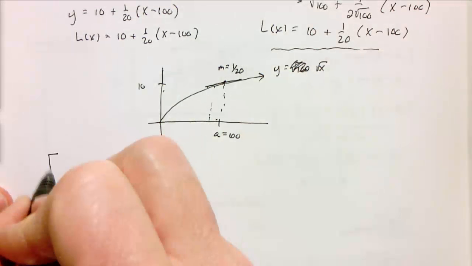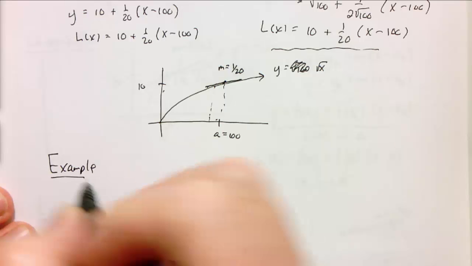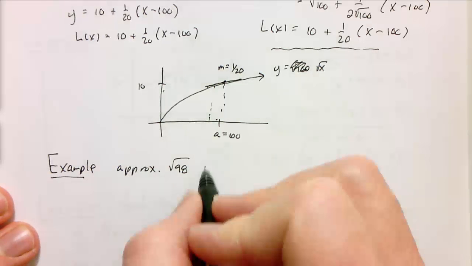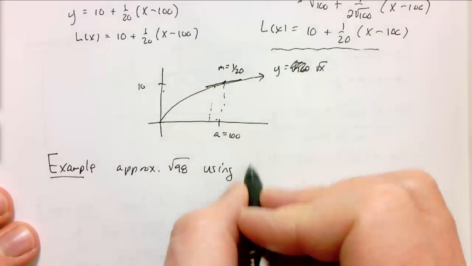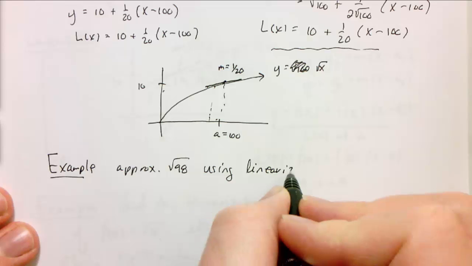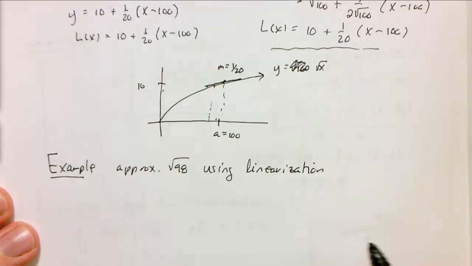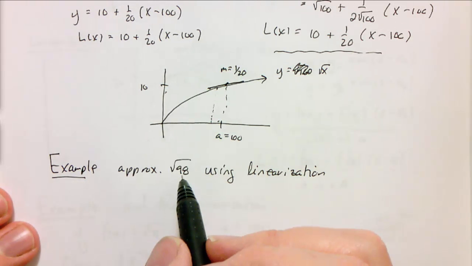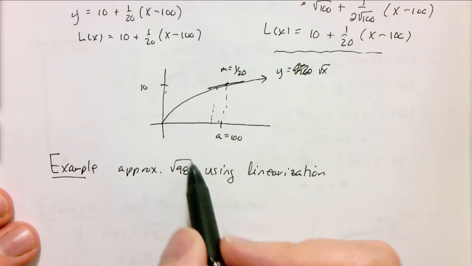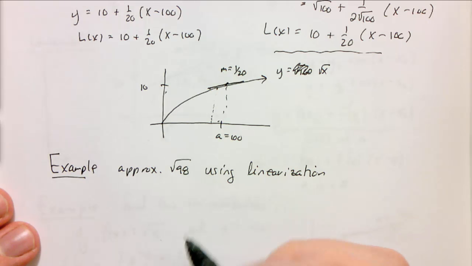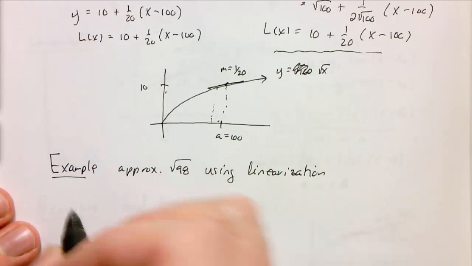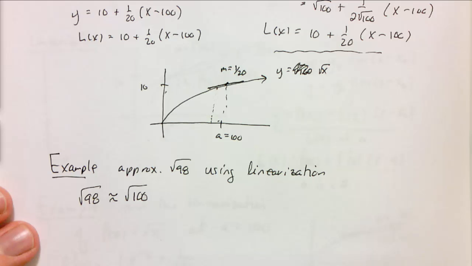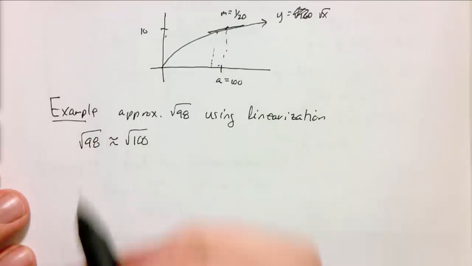So here's an example. Let's approximate square root 98 using linearization. Some of the problems in the homework and the web work don't say much more than that. The idea here is, if I don't have a calculator, how can I get a good idea of what square root 98 is going to look like? Well, I know 98 is close to 100, so square root 98 should be in the vicinity of square root 100. So about 10. That's a no-brainer. But how can we do better?